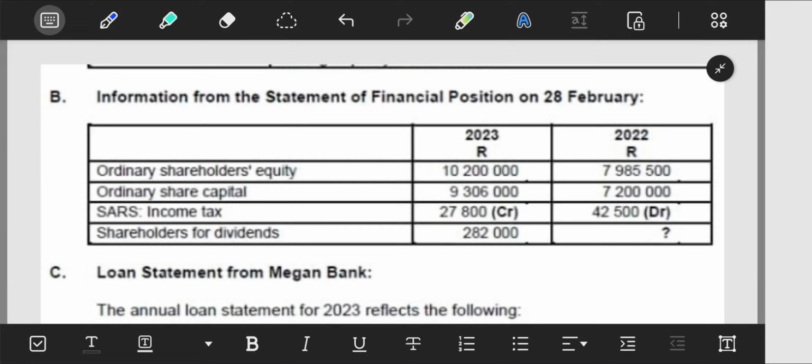Okay, here we're going to deal with taxation paid, which has to be disclosed in the statement of cash flow. Just a quick one.